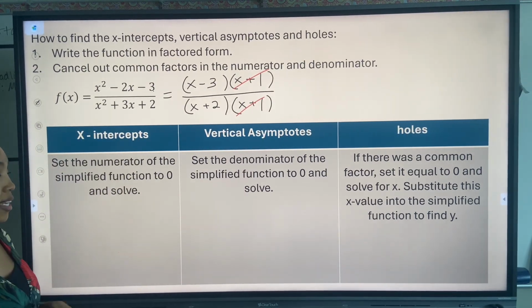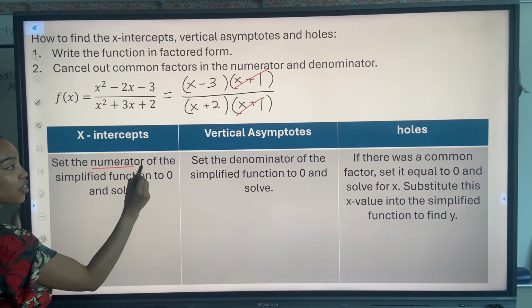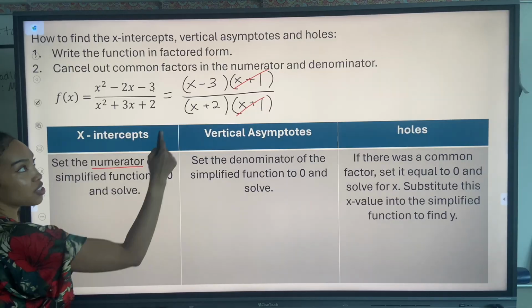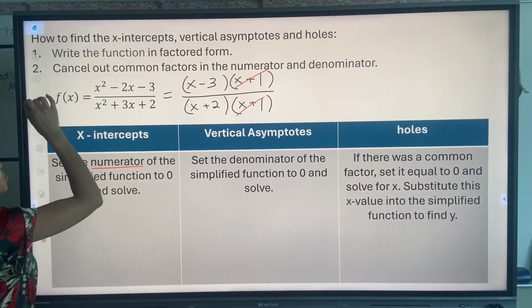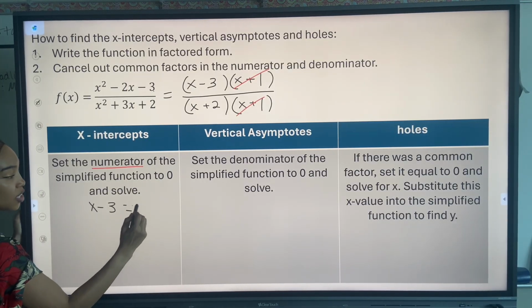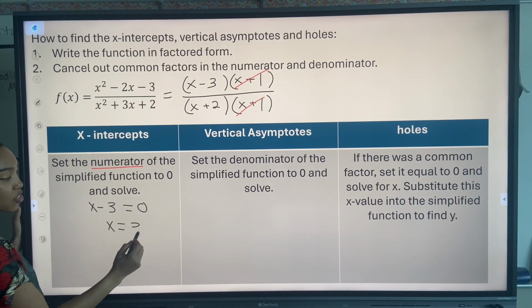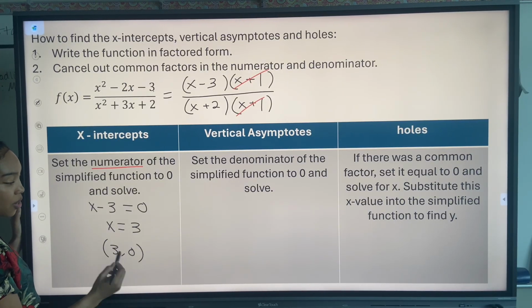All right, let's start. X-intercepts: you set the numerator of the simplified function, so this is the simplified part because we canceled that out, equal to 0 and solve. So your numerator is x minus 3. Set it equal to 0, you solve it and get 3. So your x-intercept is at (3, 0).